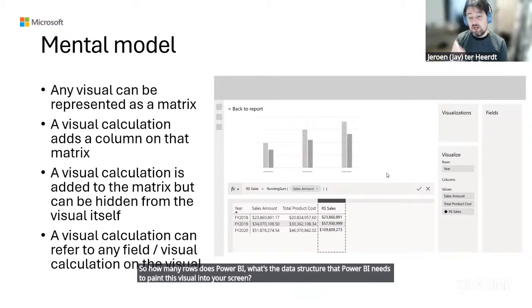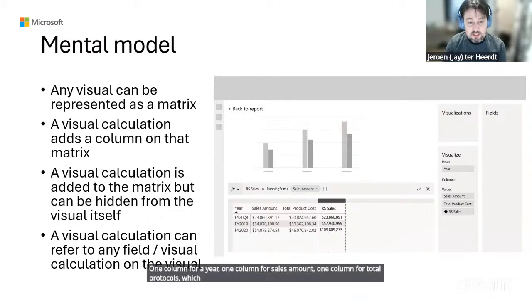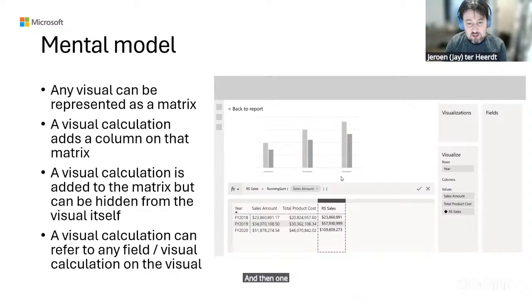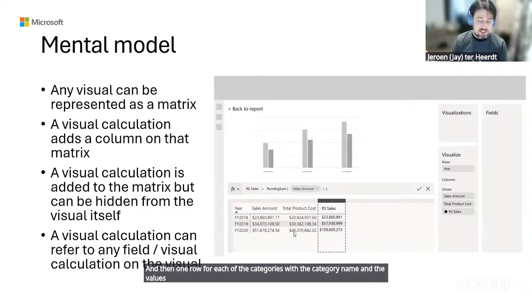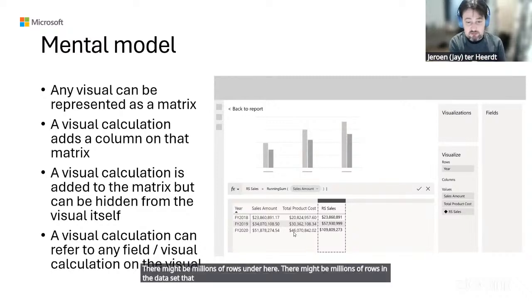It is just 3 columns and 3 rows, as you can see here at the bottom. 1 column for year, 1 column for sales amount, 1 column for total product cost, which are the 2 measures that I'm showing, and then 1 row for each of the categories with the category name and the values. That's all it needs. There might be millions of rows in the data set that together sum up to sales amount and total product cost. I don't care at this point.